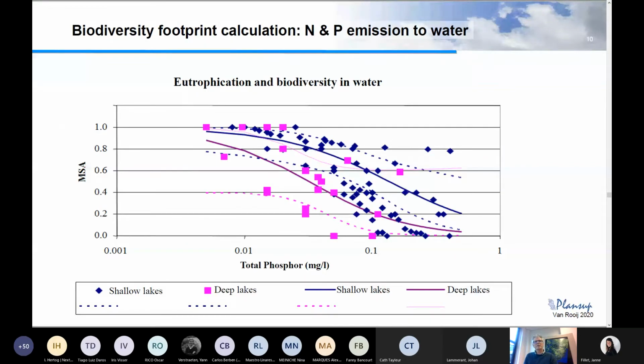Also for water emission, for the impact to water, we looked at the most important factors, at least in Europe, and that's nitrogen and phosphor emission. It causes eutrophication of the water, and when it's above a certain threshold, you get impact. So for each of these, a relation with MSA was calculated, and for different biomes, so for shallow lakes, deep lakes, and some other factors. Next slide, please.